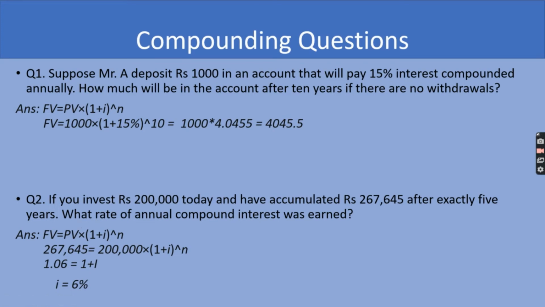And if you have a financial calculator, you can compute with me. Second, clear TVM. 267,645 is the future value, 200,000 negative is the present value. Basically, whenever something is going out of your pocket, you consider it as negative when you're using a financial calculator or you're working on Excel. So 200,000 negative is the present value, and 5 is n, and compute I/Y, you'll get 6% as the answer.